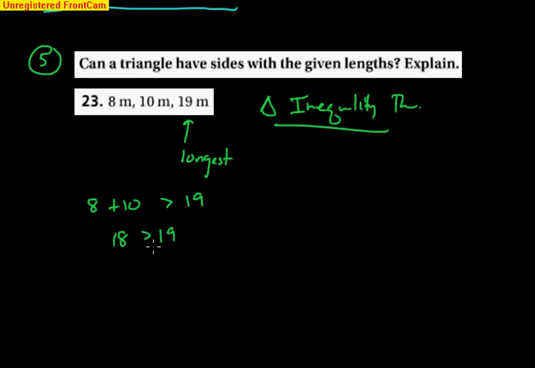8 and 10 is 18. Is 18 bigger than 19? No. This is false. So, therefore, these sides cannot be a triangle. No triangle possible.